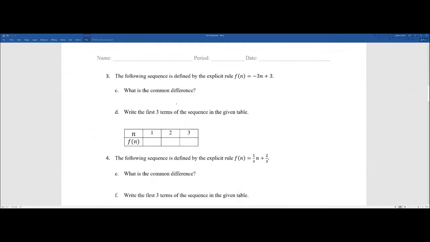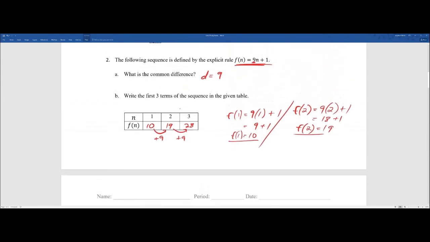All right, number 3. So we have a same situation. We have an explicit rule that's given to us. Same kind of question for part C. Sorry, that's apparently part A. I'll change that eventually when I get to it. But it's just like number 2.